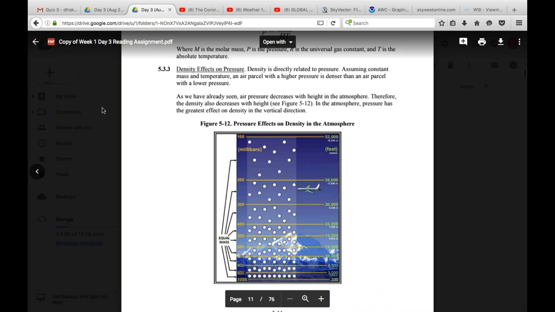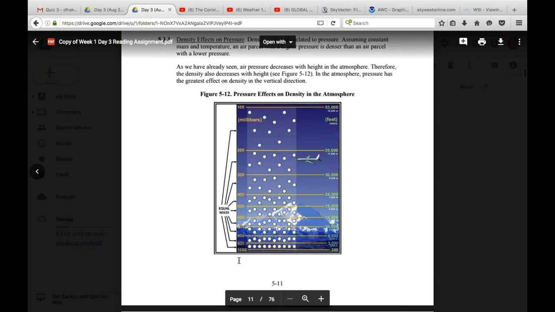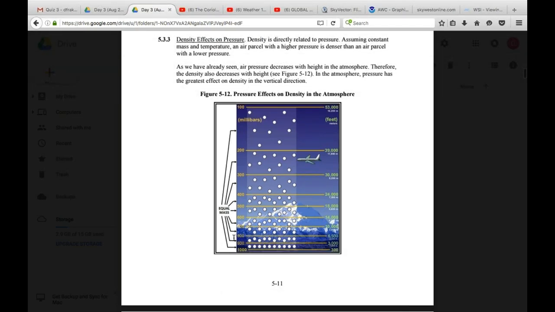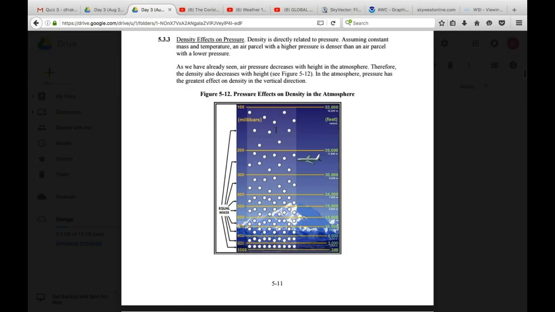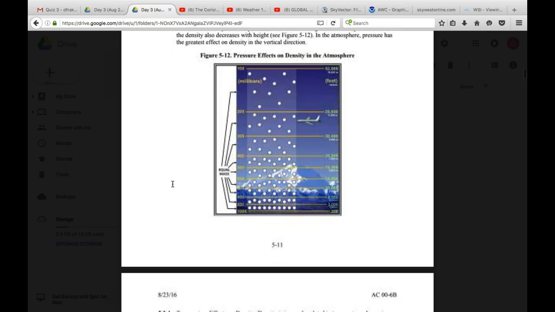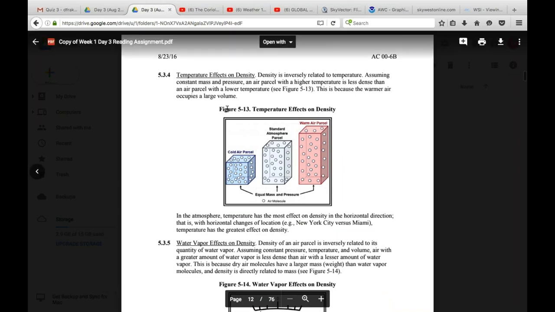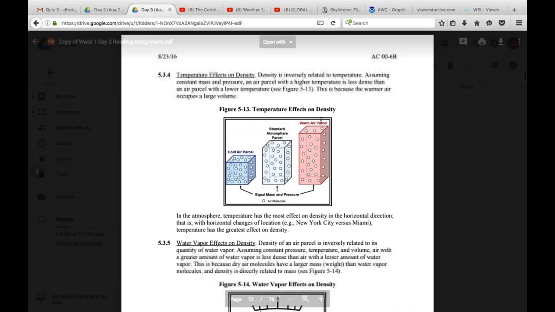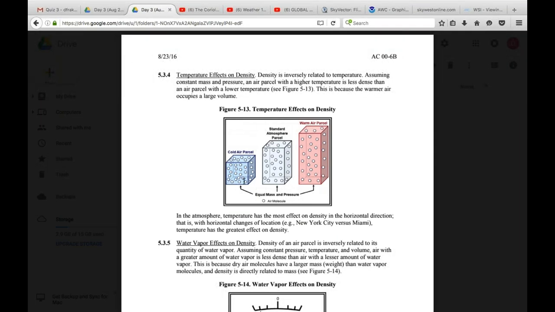So density is directly related to pressure. Assuming constant mass and temperature, an air parcel with a higher pressure is denser than an air parcel with a low pressure. So down here, it's going to be a whole lot more dense than up here. Temperature's effect on density is pretty similar. Higher temperature, lower density. Lower temperature, higher density.